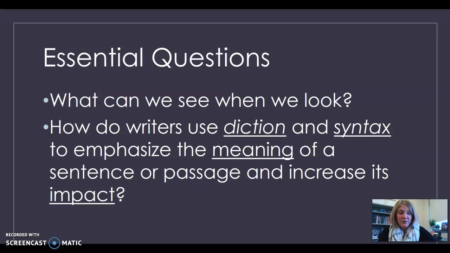After you've had a chance to record these standards, let's take a look at our essential questions. What can we see when we look? is the question that's going to be guiding us to look at things like diction and syntax. Following up on that, how do writers use diction and syntax to emphasize the meaning of a sentence or passage and increase its impact? Go ahead and take a minute to pause here and record those essential questions.